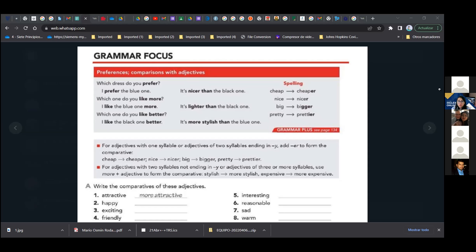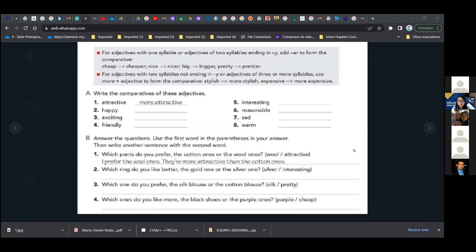So, and then we have the spelling para decir, for example, más barato, para decir más grande, más bonito. Vamos a ver esas reglas, right? We're going to study the rules. Okay, I'm going to share my screen para que podamos ver las reglas. I'm going to stop, Mario, okay? So we can see the rules.